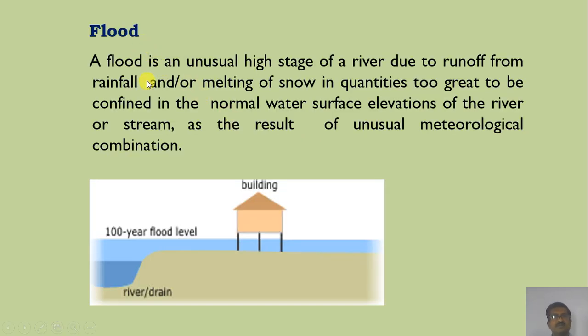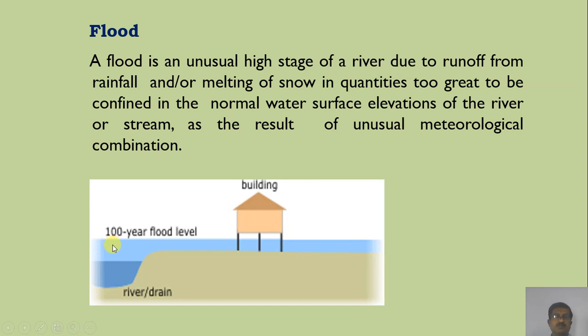Now, a flood is an unusual high stage of a river due to runoff from rainfall and/or melting of snow in quantities too great to be confined in the normal water surface elevations of the river or stream, as a result of unusual meteorological combination. Okay, so friends, because of the runoff, sometimes the flood will occur. It is measured from some year.